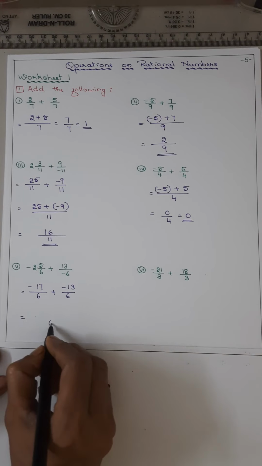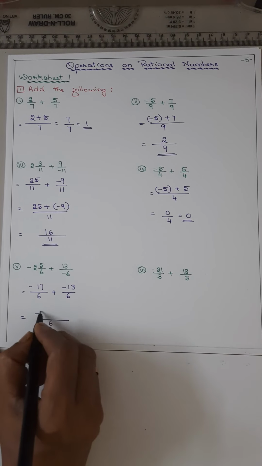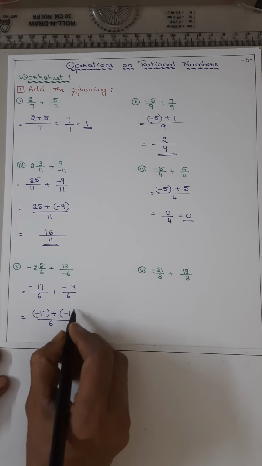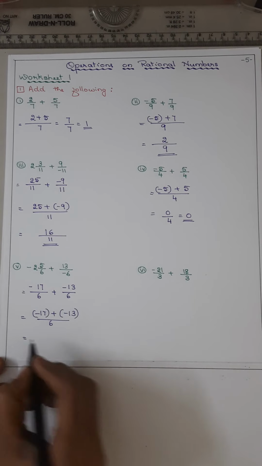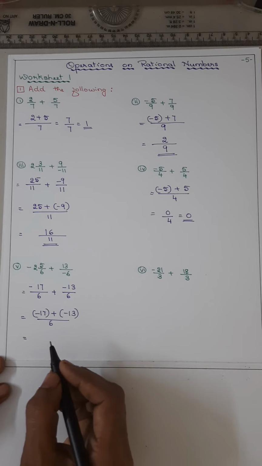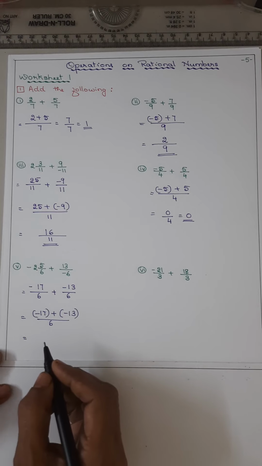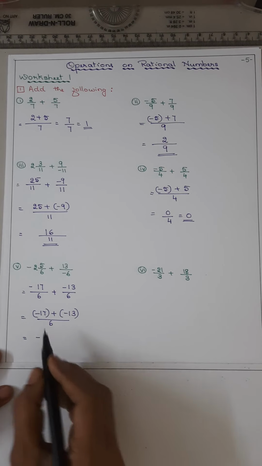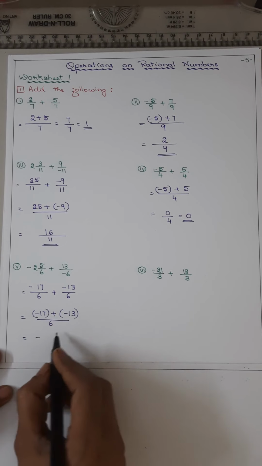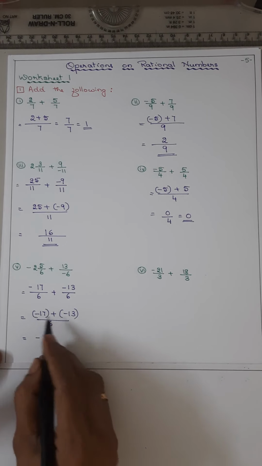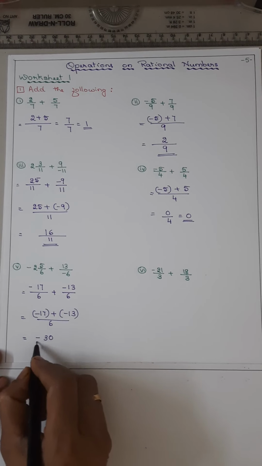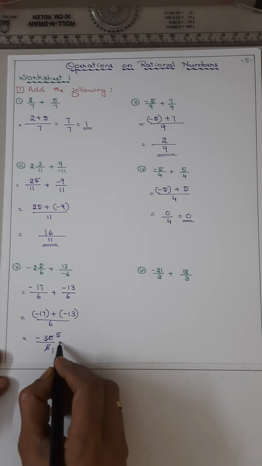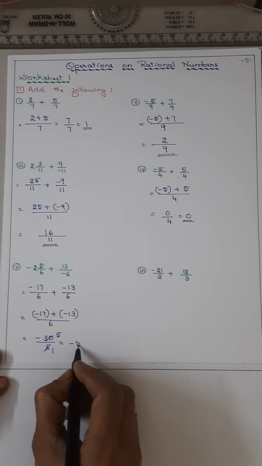Now denominator is 6, minus 17 plus minus 13. Signs are same, so look for the sum, add करो, but the sign is minus. 7 plus 3 is 10, 1 plus 1 2 plus 1 3 by 6, 6 5s are, so the answer is minus 5.